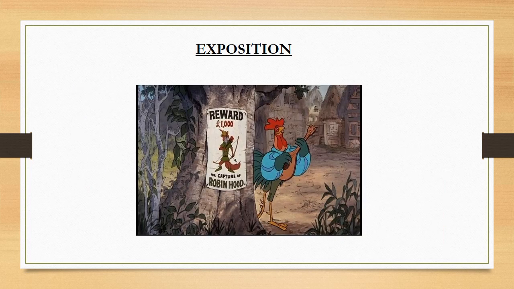So the first thing we're going to talk about is exposition. I've chosen this picture from one of my favorite movies, Robin Hood, the Disney version, where we have Alan-a-Dale, the rooster here, who narrates all the information and gives us, in a little song, all the exposition that we need to know about Robin Hood, about Sherwood Forest before the action of the story begins.